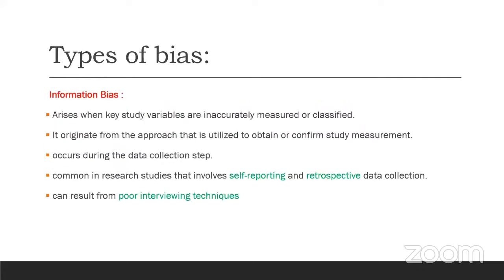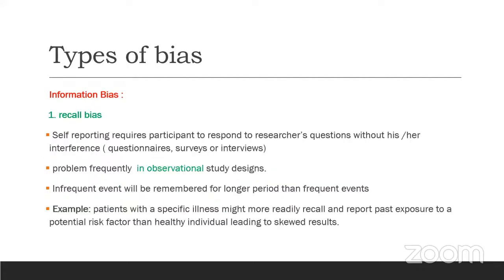Types of bias. First of all, we have information bias. Information bias arises when key study variables are inaccurately measured or classified. It originates from the approach that is utilized to obtain or confirm study measurements. It occurs during the data collection step, common in research studies that involve self-reporting and retrospective data collection. It can result from poor interviewing techniques.